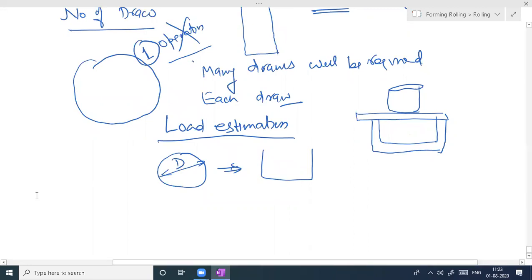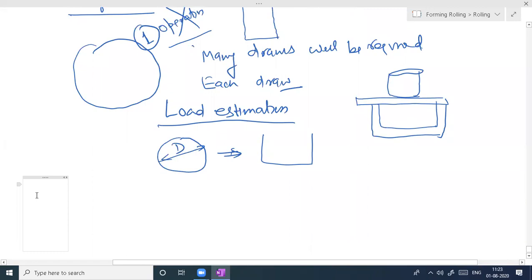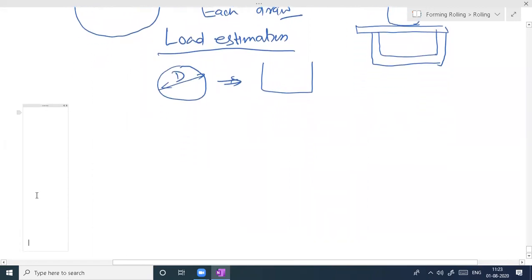Full sphere is 4 pi r square, right? No, but 2 pi r square. Okay.